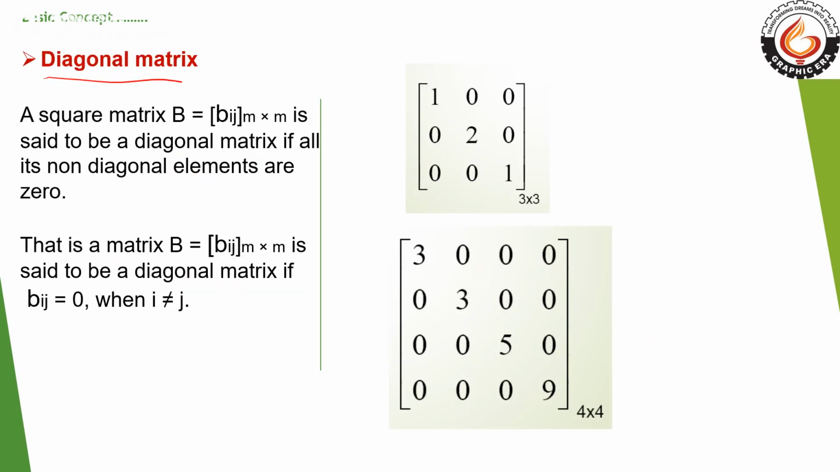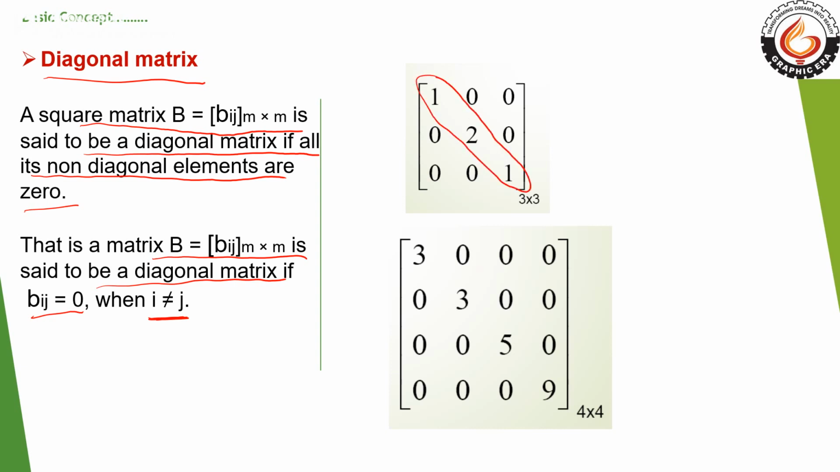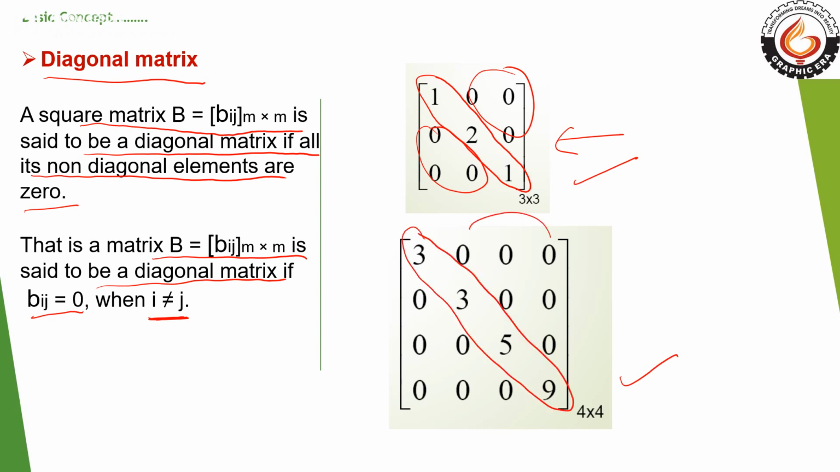Now the diagonal matrix. A square matrix B is said to be a diagonal matrix if all its non-diagonal elements are 0. Or in mathematical terms, it is a diagonal matrix if the element Bij is 0 when i is not equal to j. Meaning except the principal diagonal elements, all others are 0. So that matrix is called a diagonal matrix. So this is a diagonal matrix of order 3 cross 3, and this is of order 4 cross 4.